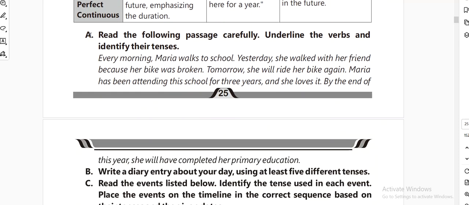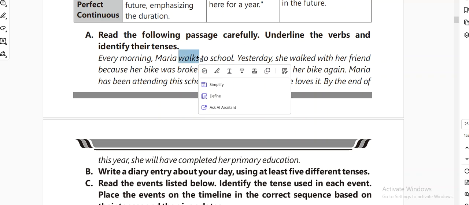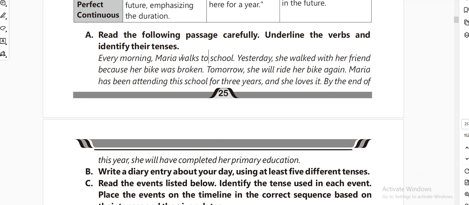So let's come to part A, that is, read the following passage carefully, underline the verbs and identify their tenses. So this is the paragraph which we have to read out, and we have to find the verbs, underline them, and then tell in which tense they are falling. Every morning Maria walks to school. So in this sentence we will underline the word walks because it is our verb, and this is simple present tense. It is also called present indefinite tense.